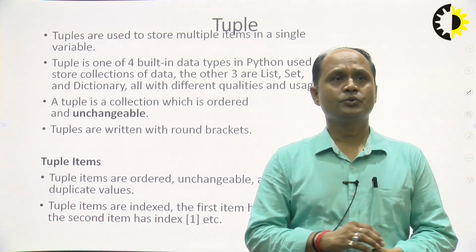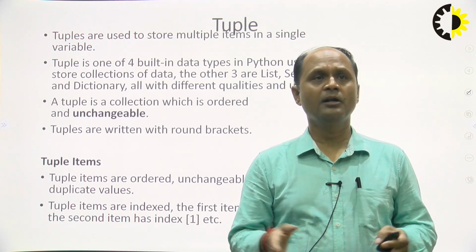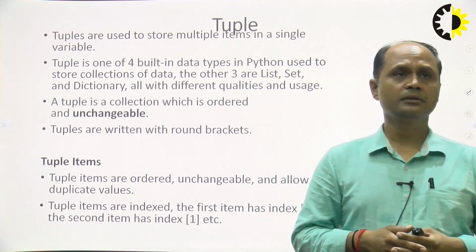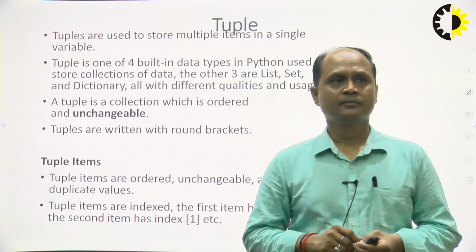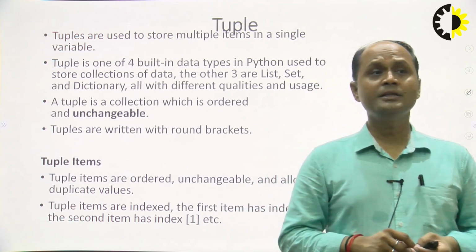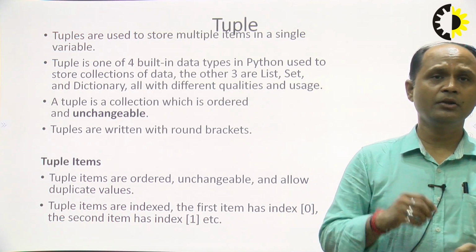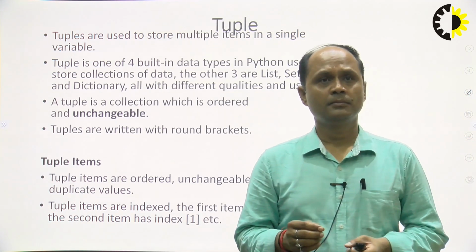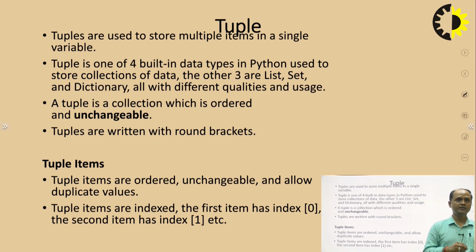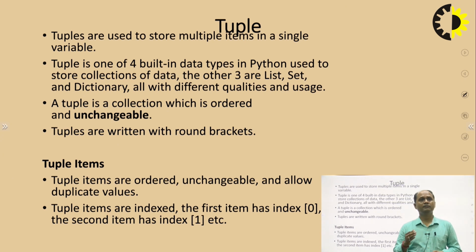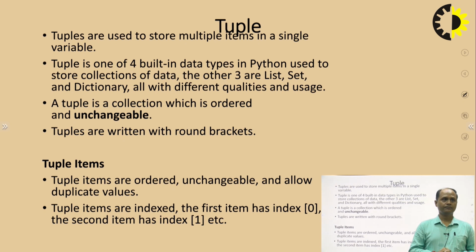So a tuple stores data items in an ordered manner. Ordered manner means they can be stored from start to end, or end to start. Unchangeable means we cannot modify the data items in a particular tuple. We cannot directly change that data item. We can change it through a list: first we convert the tuple into a list, then we can change the data item.